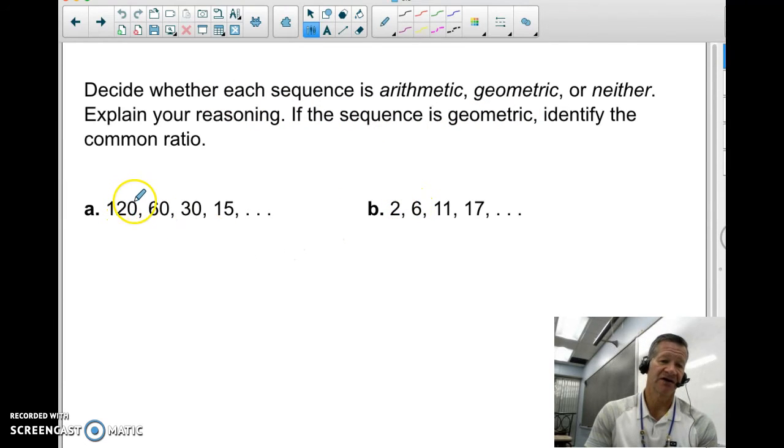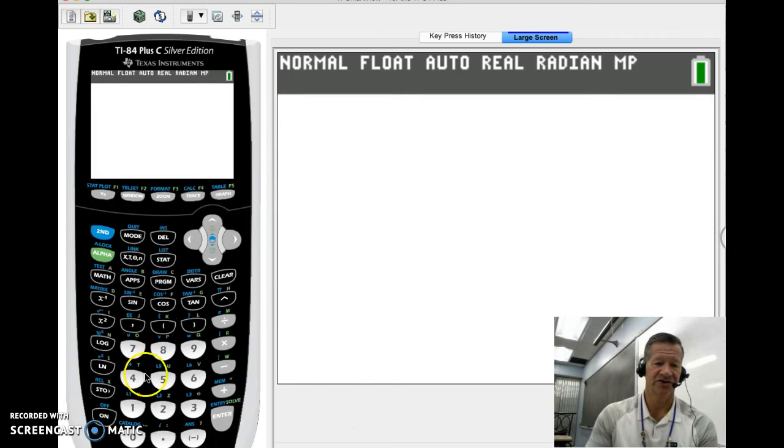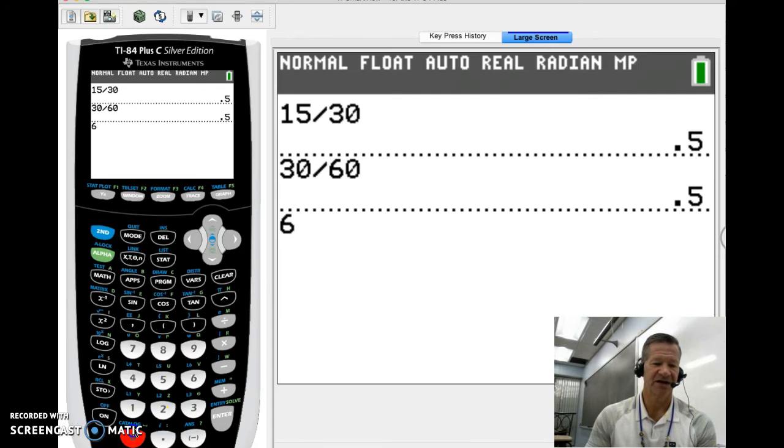Okay, so if I look at this sequence, it goes from 120 to 60 to 30 to 15. Now, are we multiplying by the same thing every time? Well, to check, we can always divide backwards. We can go 15 divided by 30, 30 divided by 60, 60 divided by 120. So if I go to my trusty calculator and actually divide backwards, 15 divided by 30 gives me 1/2 or 0.5. Then 30 divided by 60 also gives me 0.5. And last but not least, 60 divided by 120 also gives me 0.5.